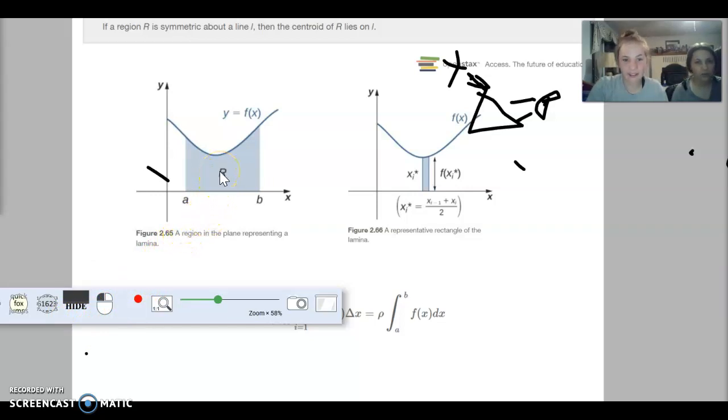If a region R is symmetric about a line l, where's the line? Symmetric means it can flip. You can cut it in half and it's the same on both sides. Oh, it's under R! You have to pick up R because it says the centroid of R lies on l. R lies on l! R is on top of l!